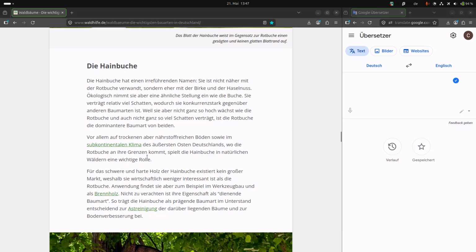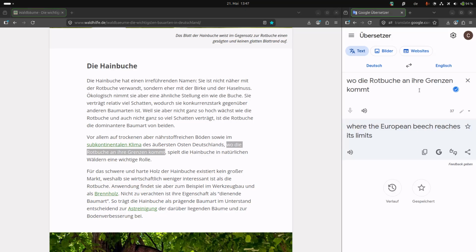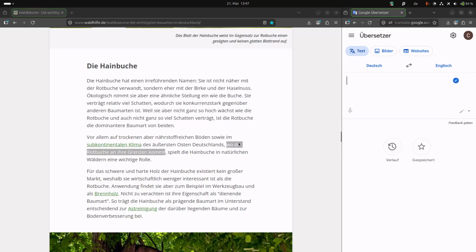So, above all, on dry but nutrient-rich soils, as well as in the subcontinental climate of the far east of Germany, where the red beech, how do I say that? Where the European beech, an ihre Grenzen kommt. I don't know how to translate that correctly. Yeah, where the European beech reaches its limits, the hornbeam plays in natural forests an important role.